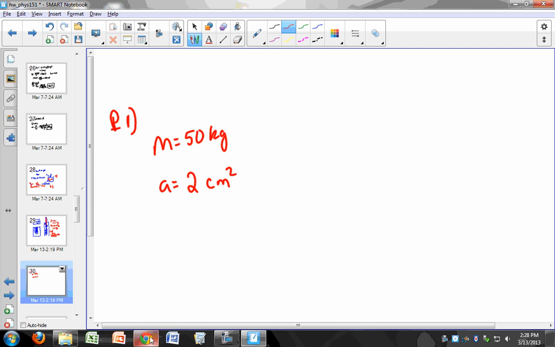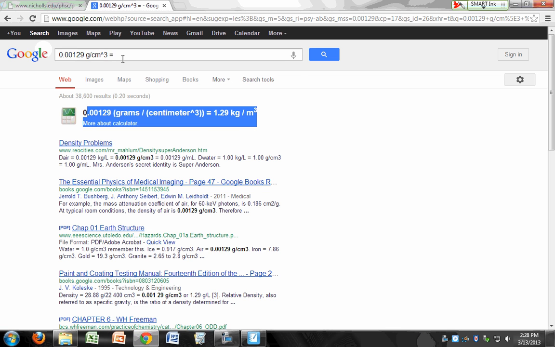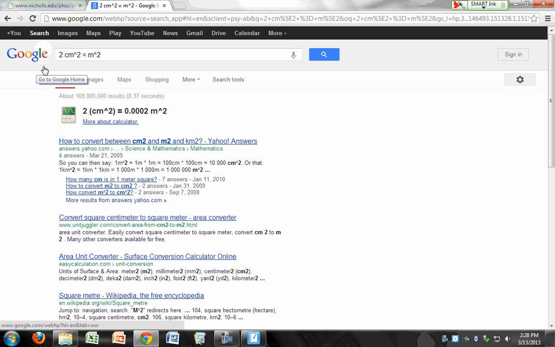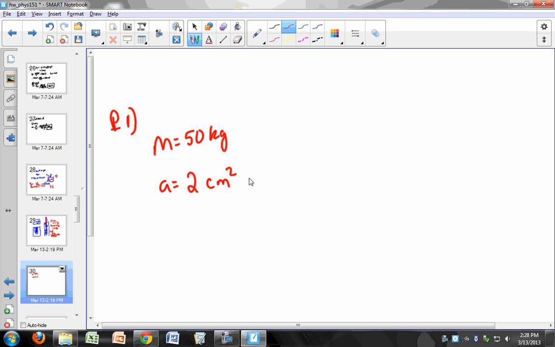We don't do powers. I'm not going to do it here. I'm just going to write 0.0002. You will not have to convert between units with powers in that way. You might have to convert, say, from kilometers to meters or centimeters to meters, but not from centimeters squared to meters squared.